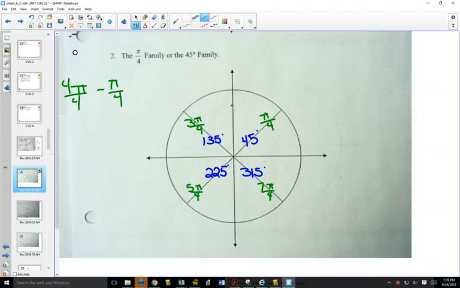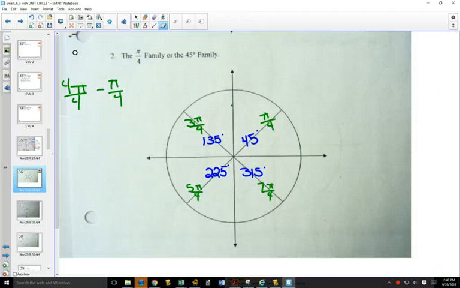And if I have 4 pi over 4 minus 1 pi over 4, I'm going to be left with 3 pi over 4. Same thing in quadrant 3. If I have 4 pi over 4 and I add 1 pi over 4, I'm going to get 5 pi over 4. And what would I do in quadrant 4? Well, 2 pi is the same as 8 pi over 4. I subtract 1 and I get 7 pi over 4.